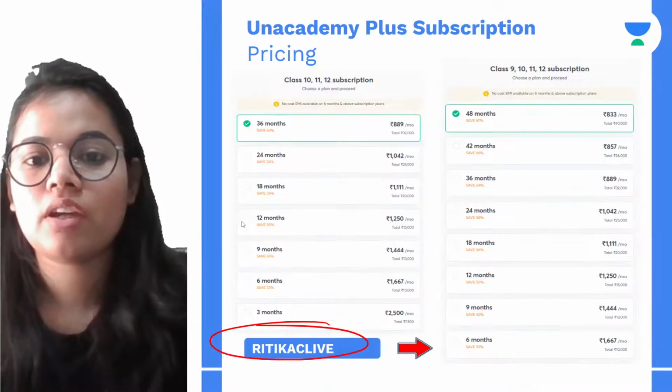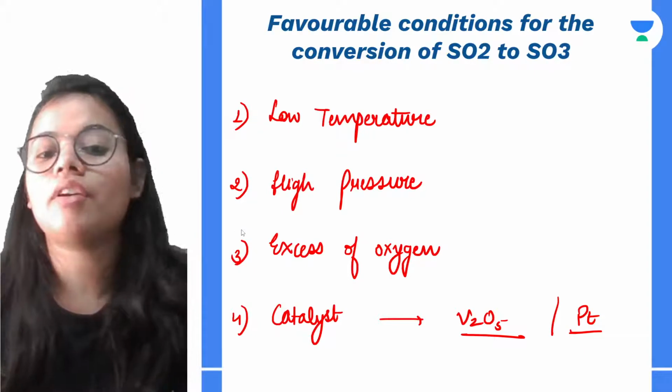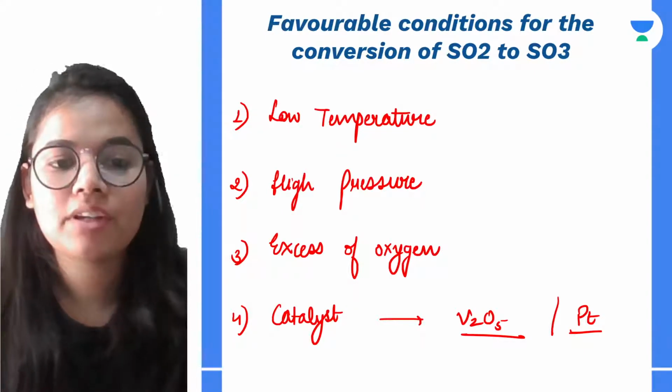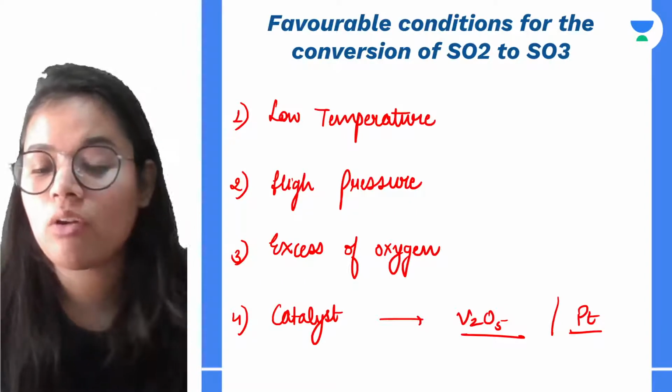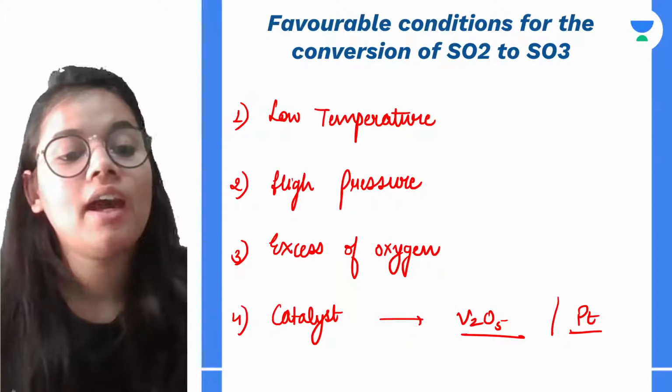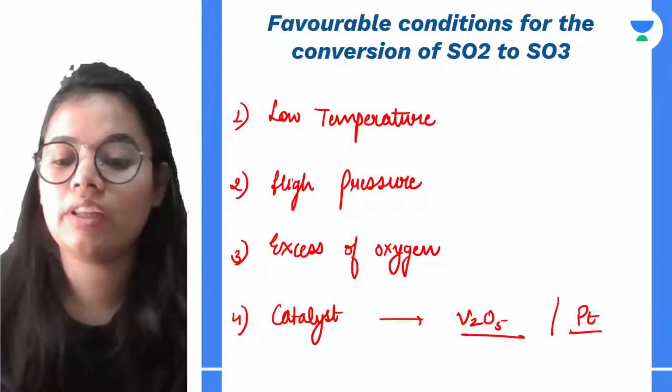Next we moved on to the favorable conditions. The basic conditions are low temperature and high pressure. We should have a good amount of oxygen so that we can have a good quantity of sulfur trioxide, and the catalyst used is vanadium pentoxide.